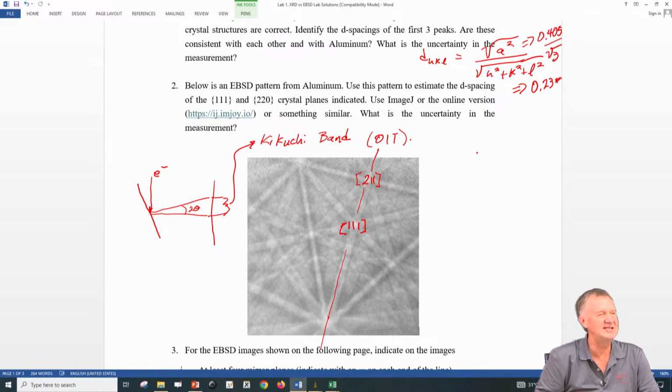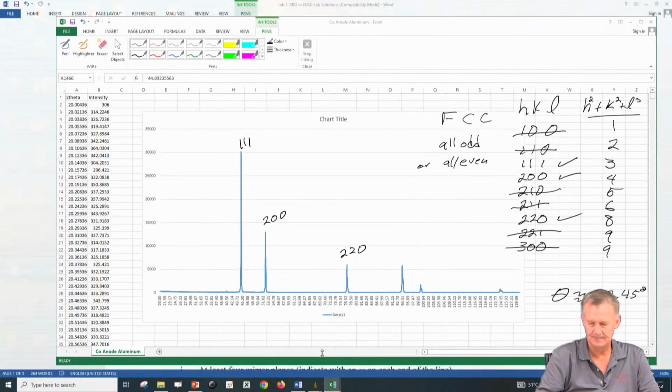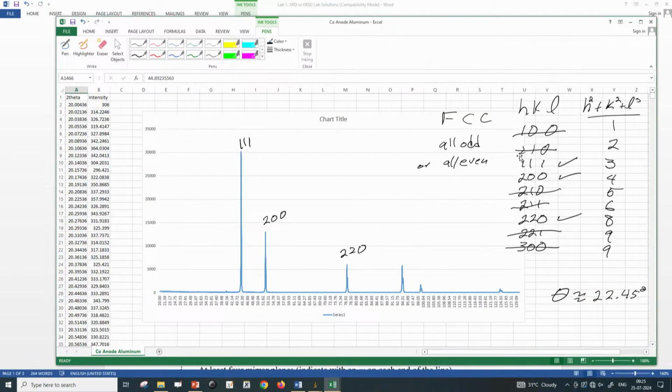Now we're talking about FCC crystal structure, right? Do we get any diffraction from the 110 family? No, right? So what does it have to be then? We do get diffraction from 220, right? So it has to be a 220, right? Because they're parallel to each other. So 220 is the plane that we're going to use for diffraction comparison. Okay.